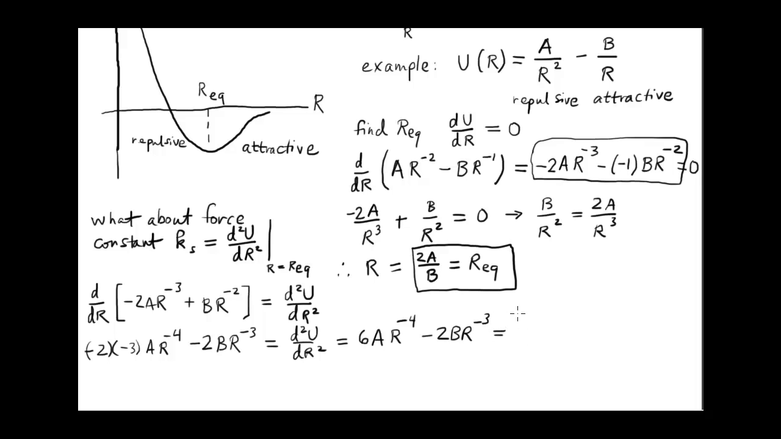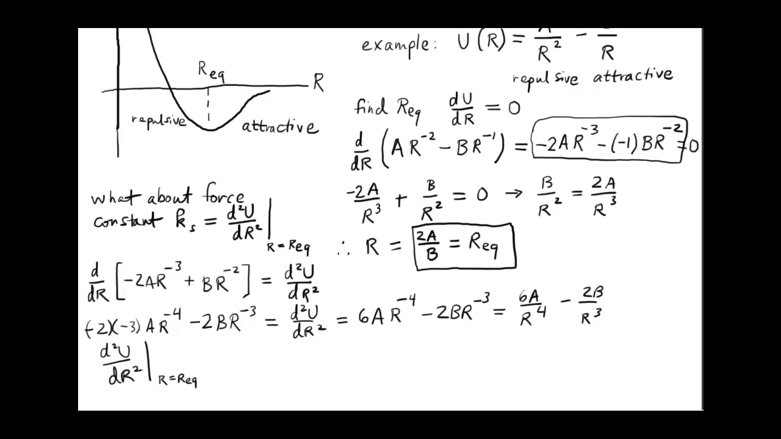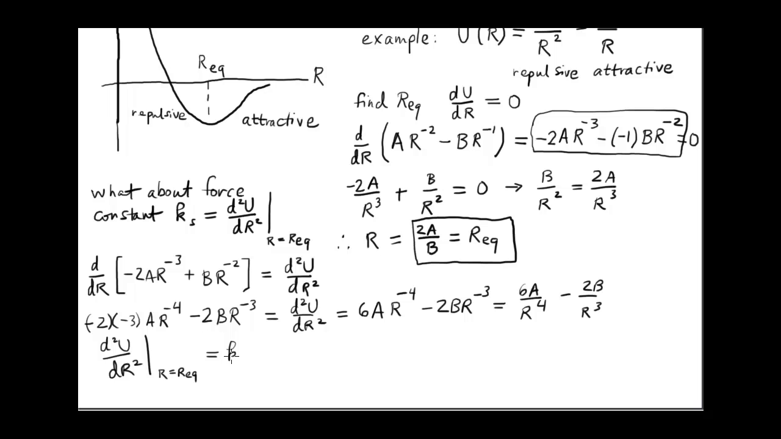Once again, at this point, I'm going to go ahead and write it back in the form of fractions. So it's 6a over r to the fourth minus 2b over r cubed. So now I'm going to plug in 2a over b for r. So now what I'll be evaluating is d squared u, dr squared, evaluated at this equilibrium separation. Let me scroll down just a little bit here, give myself a little bit more room. And that is what the force constant is. So here it's just a little bit of algebra. I've got 6a over r to the fourth. So it's 2a over b all to the fourth power minus 2b over 2a over b to the third power.